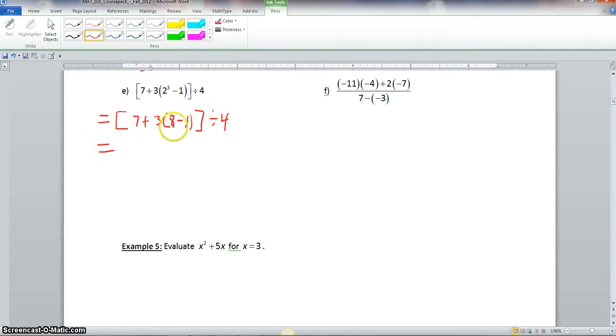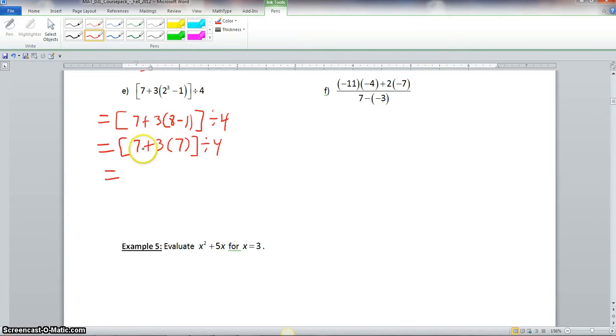Now, we still have to do inside this bracket, but this parenthesis here first. 8 minus 1 is 7. So we have 7 plus 3, 8 minus 1 is 7. Close our bracket, divided by 4.